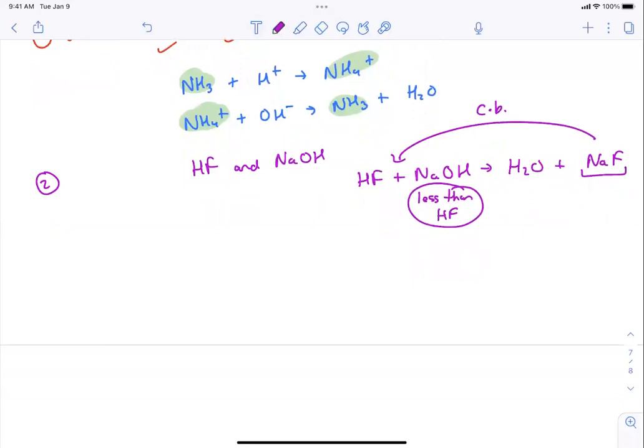What they would probably do here is give you the molarity and the volume of each substance. So let's say I gave you 100 centimeters cubed of 1.0 molar HF and 50 centimeters cubed of 1.0 molar NaOH. Okay.